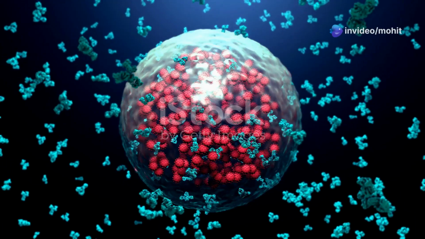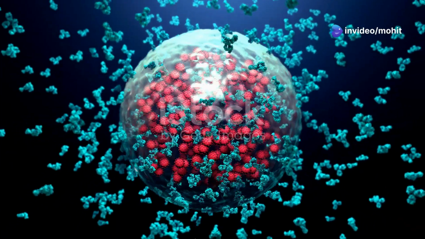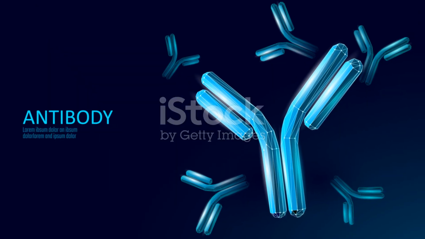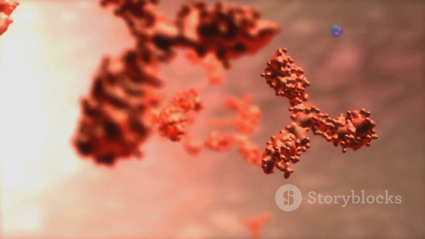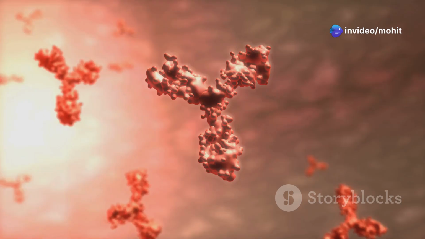An antibody, also called immunoglobulin, or Ig, is a protein produced by the B lymphocytes, or B cells, of the immune system in response to the presence of a specific antigen. Antibodies bind to antigens and help neutralize or destroy them, providing protection against infections.